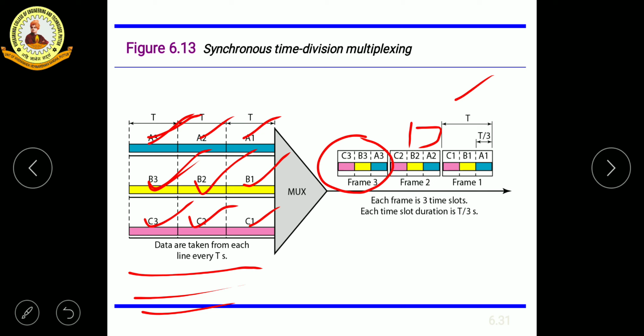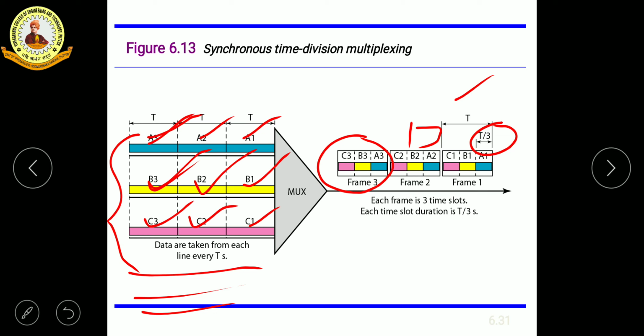The duration of an output time slot is n times shorter than the duration of an input time slot. Here, the duration of one frame is capital T. If you have n sources, then the duration of one output slot will be T by n. Here we have 3 sources, so it is T by 3. The duration of A1 is T by 3, similarly B1 is T by 3, and C1 is T by 3. Whereas the duration of frame 1 is capital T, that is 3 times T by 3; the 3 gets cancelled, and T is the answer.